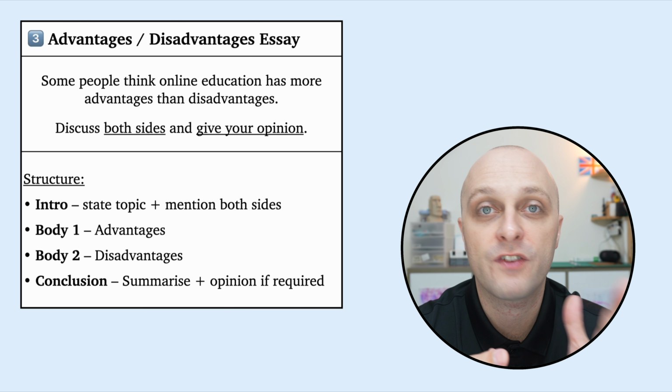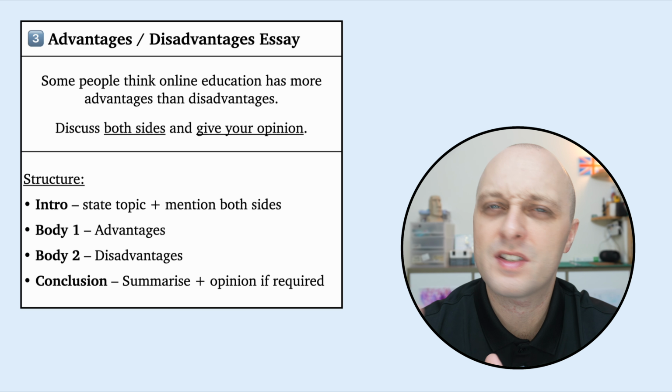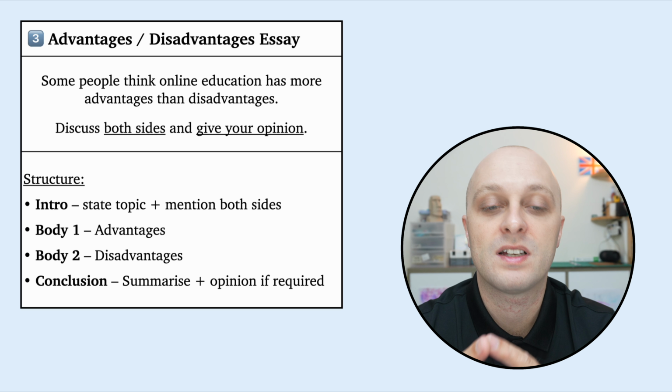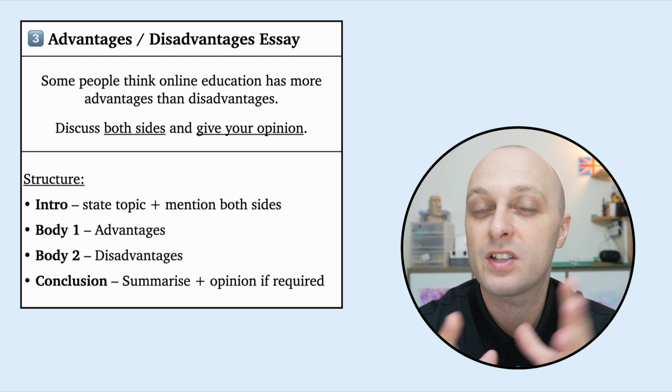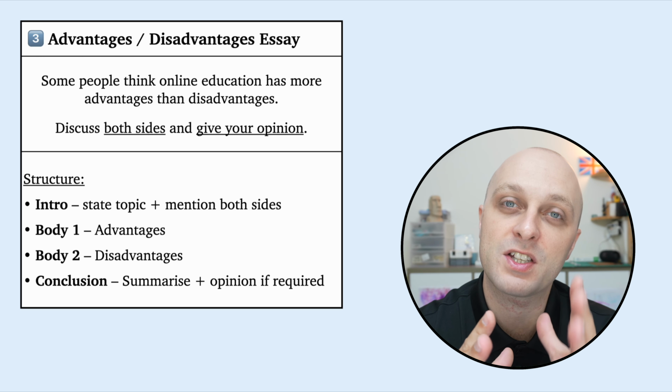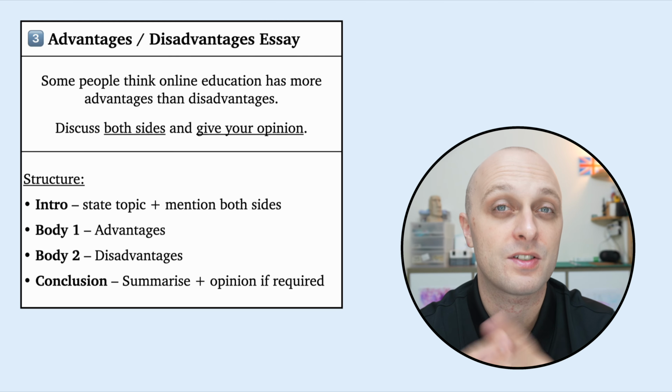Body 1, advantages. Body 2, disadvantages. Conclusion, summarize them, give your opinion if the task asks for it. Our task here on the screen does, so make sure we pay attention to that.